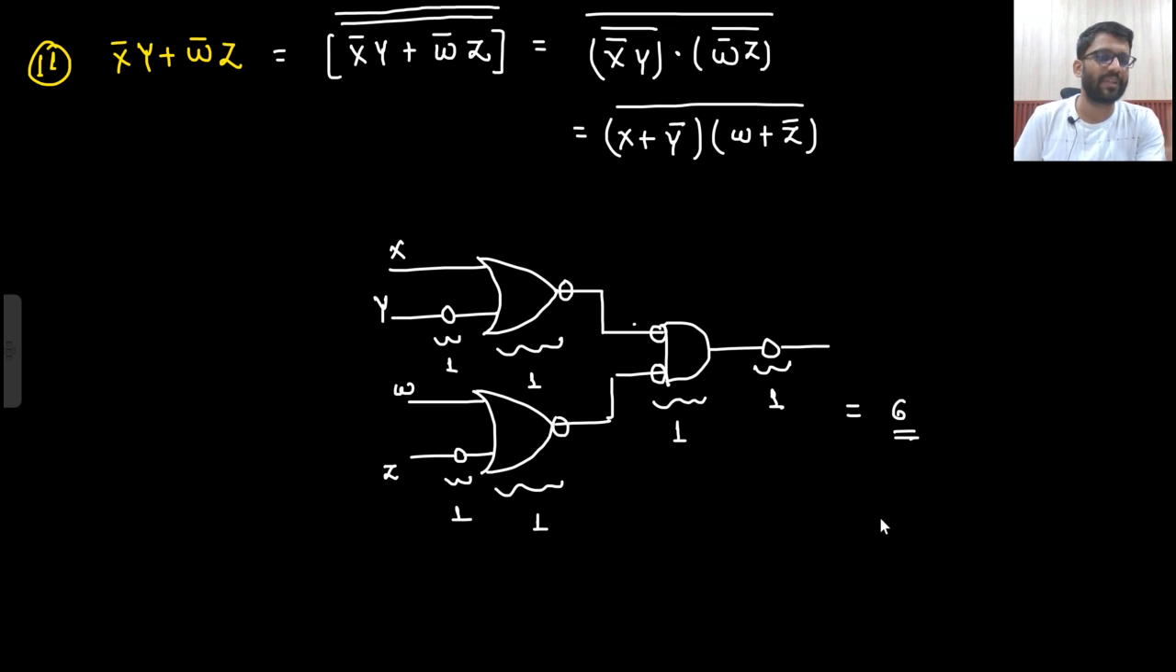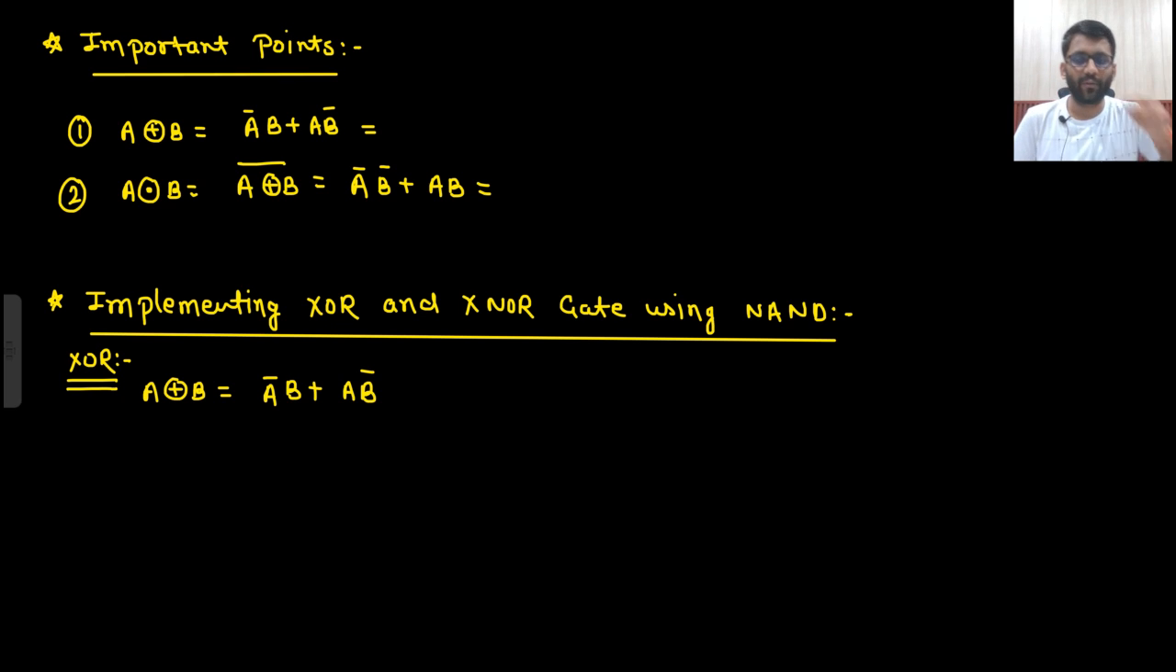When we study K-maps, I will tell you another method to solve these kinds of problems. There will be another method when we study K-maps. Two or three examples I will take there as well, to implement any Boolean function using the minimum number of gates. So that's it. This is the complete concept. Now we will implement XNOR and XOR gates using NAND gate and NOR gate. But before that, one important thing is there.